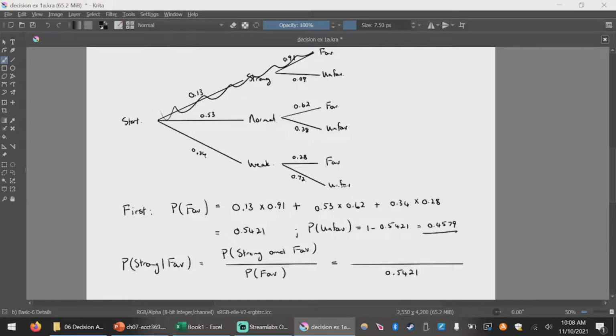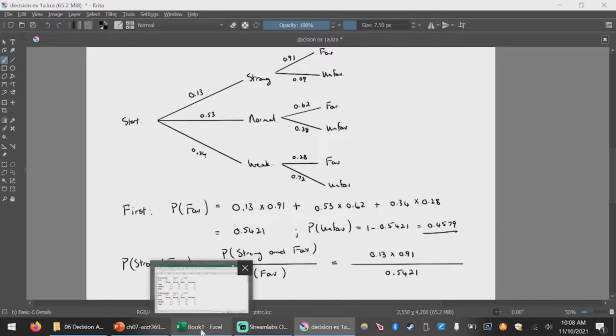It's up here. That's the only one. That's the only path that has strong, check, and favorable. Both, right? It's an and. So the probability of that path is 0.13 times 0.19. I calculate that, and I can maybe do that in Excel fairly easy. 0.13, 0.19.